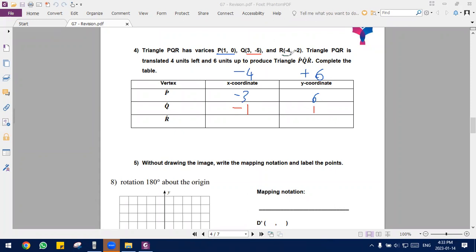And then the last point, -4, -2. So I have -4. I need to subtract 4. It will be -8. And the y value is -2. I need to add 6. It will be 4. So these are the images of the original points. So again, why is it minus 4? Because here it says left, so it's minus. Why is it plus 6? Because it says up, so it's plus 6.